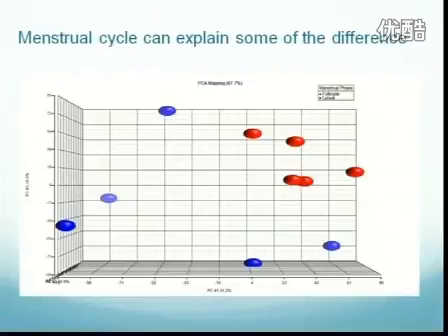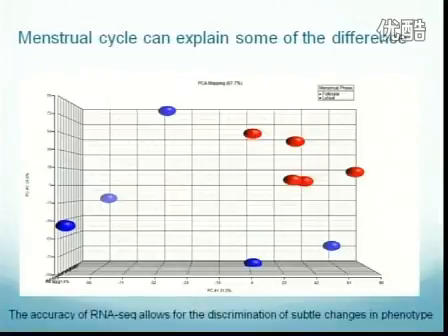So anyway, we saw this nice separation based on menstrual phase. The point I want to make for the teaching of this course is that the accuracy of RNA-seq, which I think Yun Long mentioned in the last lecture, is really powerful, and that this change in phenotype between follicular and luteal in normal breast is actually pretty subtle. When you look at the gene differences, the fold changes are not high.